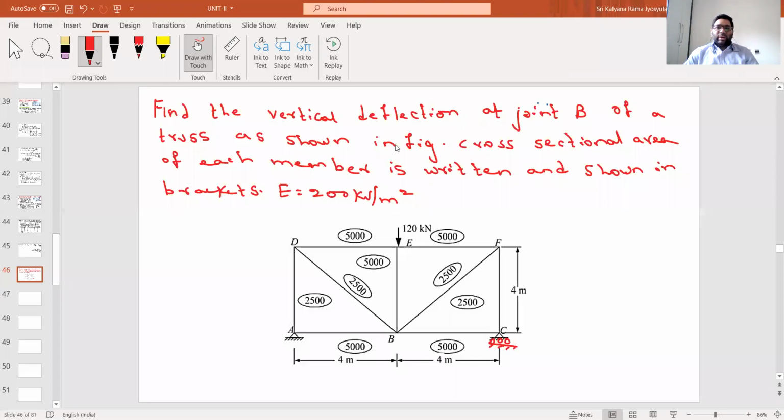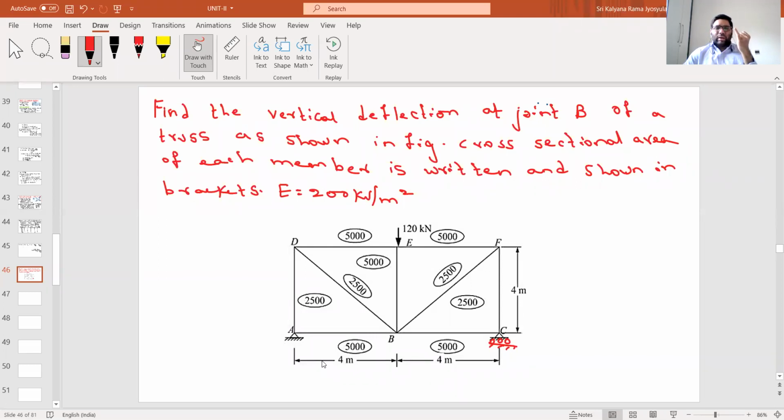So find the vertical deflection at joint B of a truss as shown in the figure. This is the joint B. You have cross sectional areas written in brackets for each and every member to calculate, and the procedure to calculate is that first step, keep all the external loads. So external loads are acting at 120 kilonewton, that is at E. For this external load, what are the forces acting in all the members of the truss?